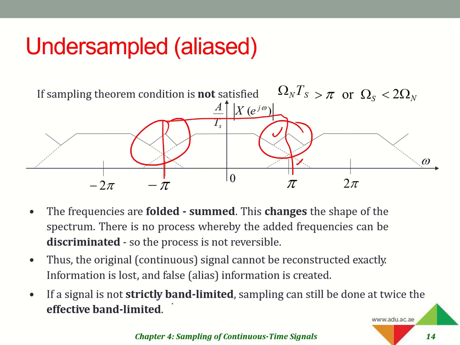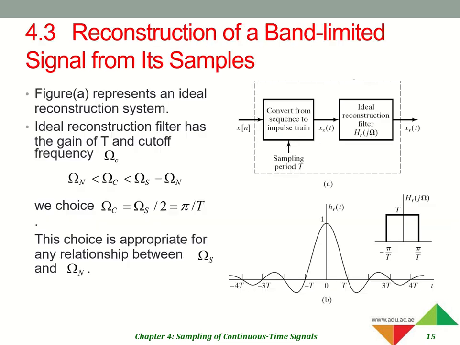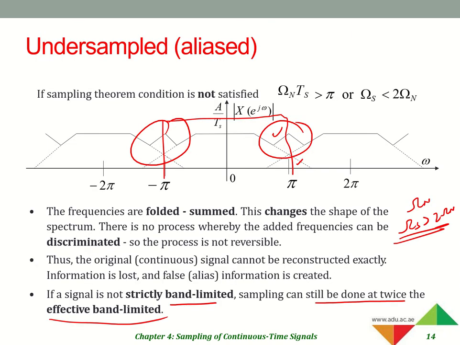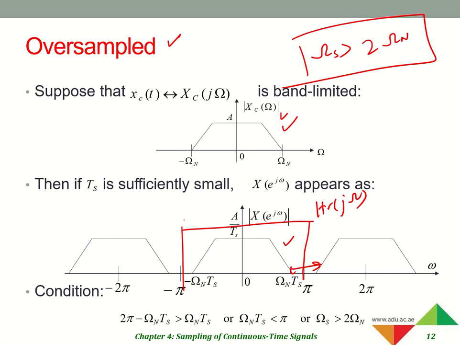If the signal is not strictly band limited, sampling can still be done at twice the effective bandwidth. Like omega n, you should go at least greater than 2 omega n, so that there is no aliasing. No aliasing means you can easily get your original signal. And for the reconstruction, we have learned that we can apply a low pass filter, and that low pass filter will filter out these frequency components, which is basically our original signal.